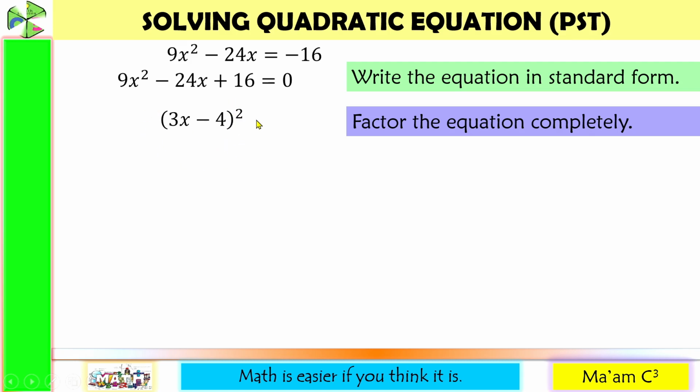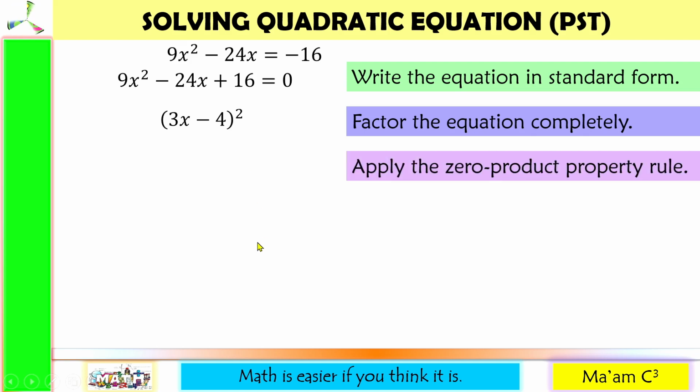To see if this is a perfect square trinomial, you multiply these two. 3x times negative 4 is negative 12x. And then multiply it by 2. Negative 12x times 2 is negative 24x. And that is our middle term. So yes, this is a perfect square trinomial. And this is the factor.